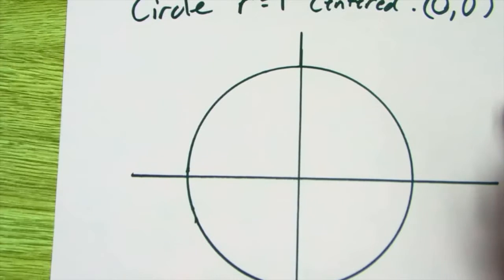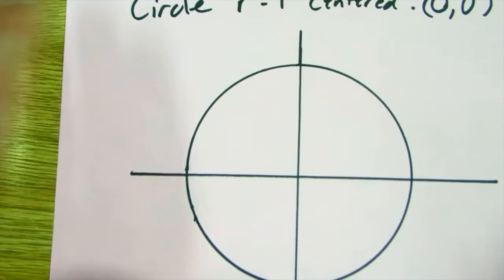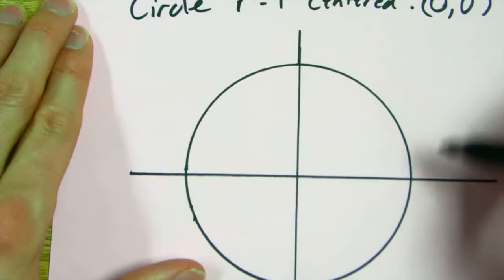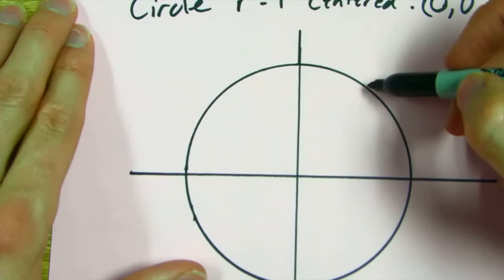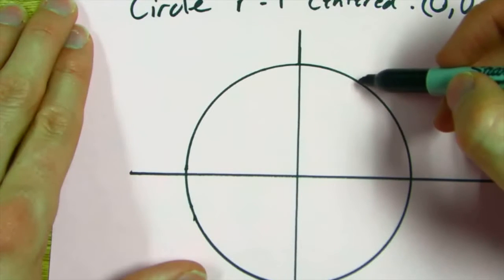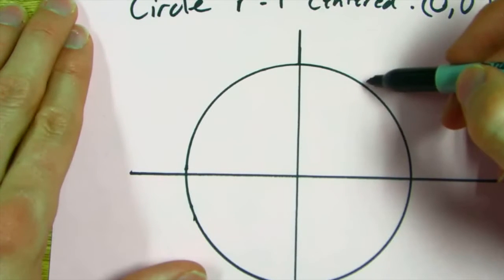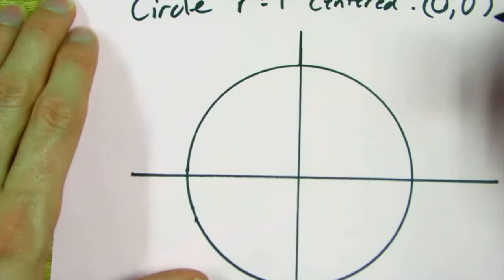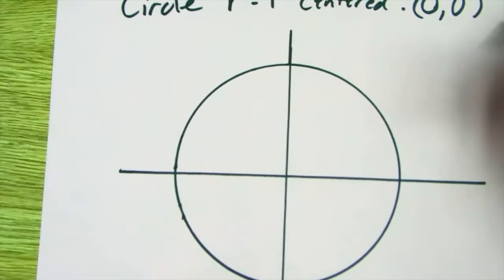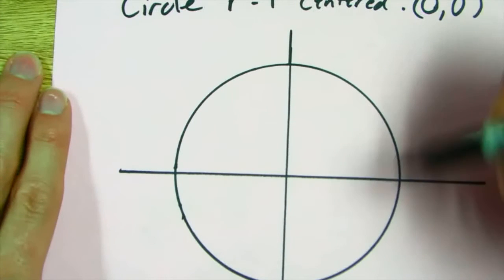Okay, and the definition of a radian is essentially the amount of arc that is traversed on a unit circle for any given angle. That's a really complicated definition. So what we're going to do is give a little bit of teeth to this by showing you what this would mean.